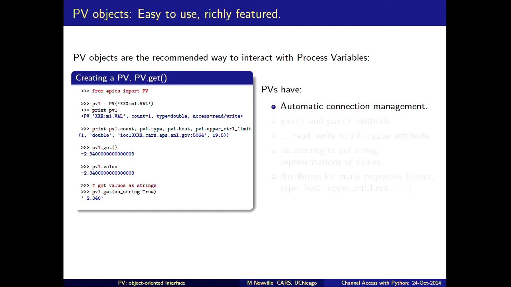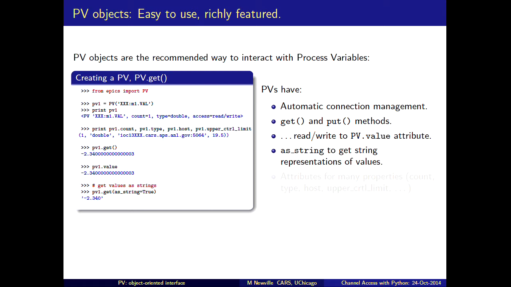So here you just create one with its name, and then you can immediately print it, and it will even tell you the count, type, and what the access is. And you can also get stuff like its host and control limits. You can get the value, or you can use either the get and put methods, or you can read and write to the value attribute. So you can either say get or PV1.value, and it does the same thing. What that really does is return the last value that it received from a monitor, from a change. So the most recent value.